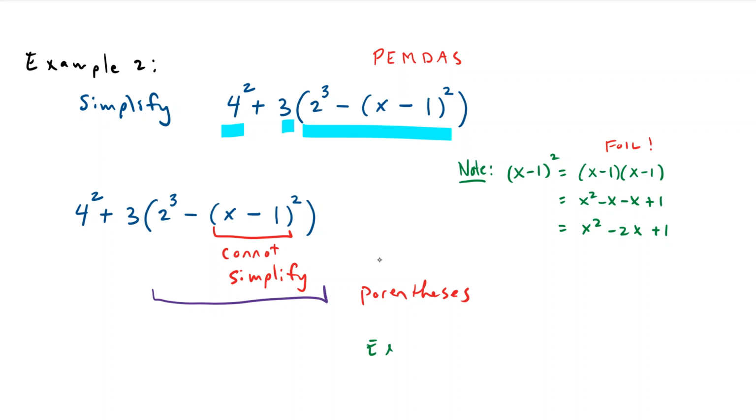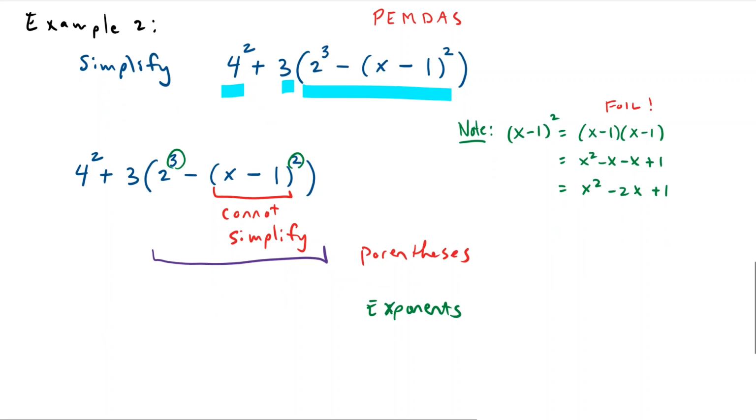So we have an exponent here and an exponent there. We can do stuff there. So let's bring down the rest of this. And inside here, 2 cubed gives us 8.